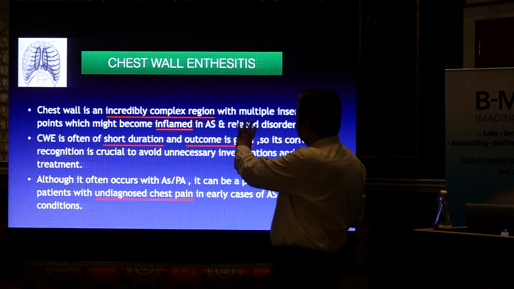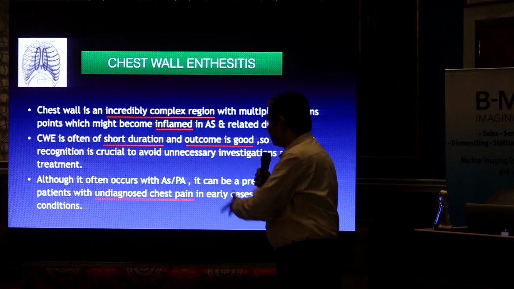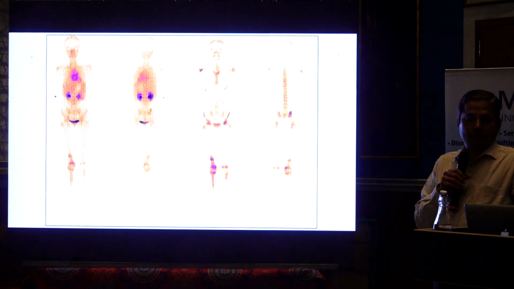So we have to know that this is one entity which presents with an undiagnosed chest pain, and bone scanning has a very important role in this.